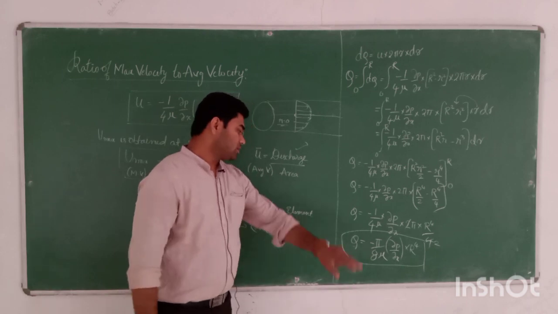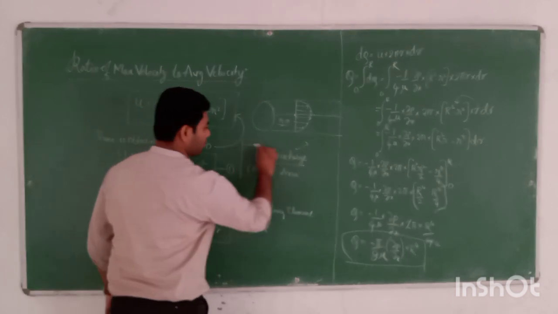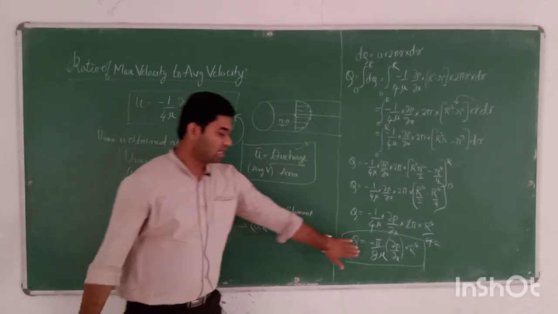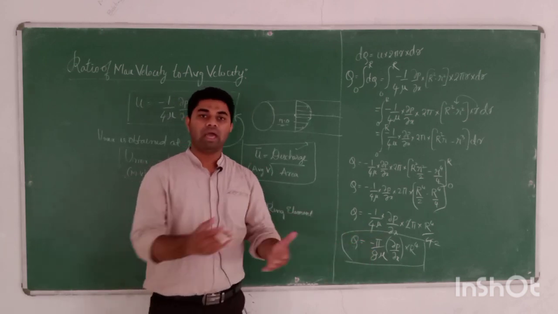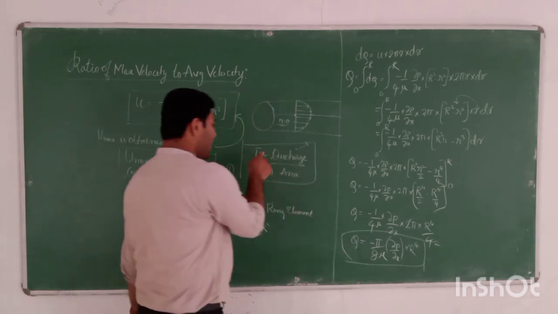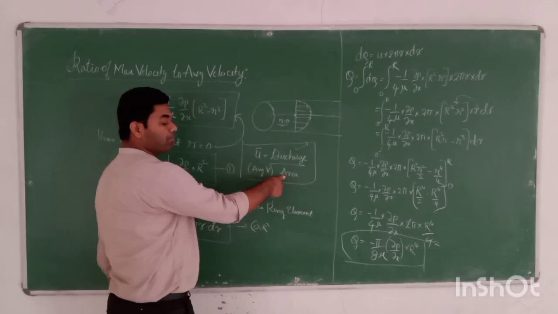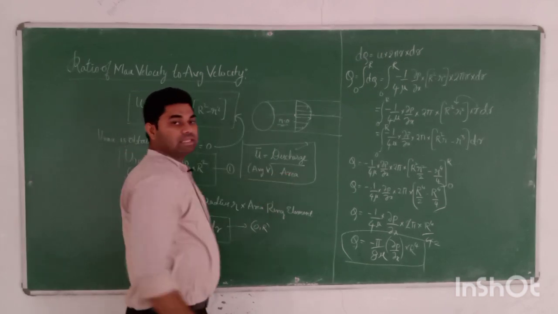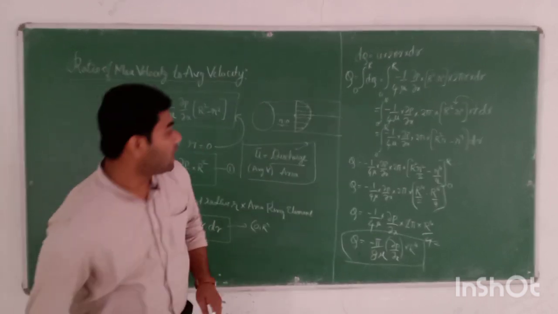Now we need to substitute to find the average velocity. What is the formula? Discharge by area. Discharge, we have got it over here. What is the area? Area of circular pipe, pi r squared. So we need to divide the discharge we have got by the area of the circular pipe, that is nothing but pi r squared.